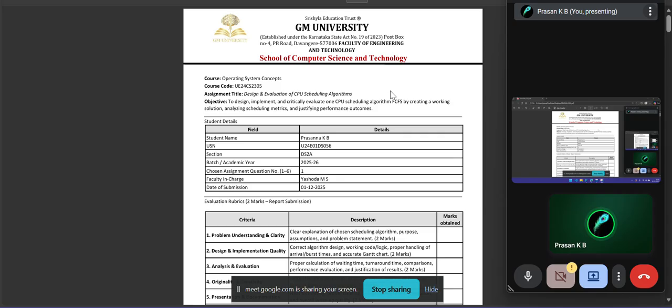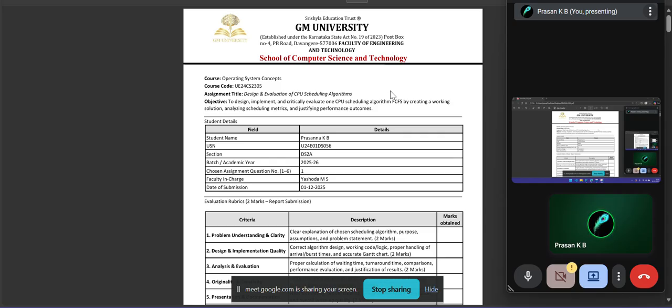CPU scheduling is one of the most important functions of an operating system, as it determines how processes are selected for execution by the CPU. Efficient scheduling improves overall system performance, reduces waiting time, and ensures better CPU utilization. Among various scheduling algorithms, first come first serve is the simplest and most fundamental technique.